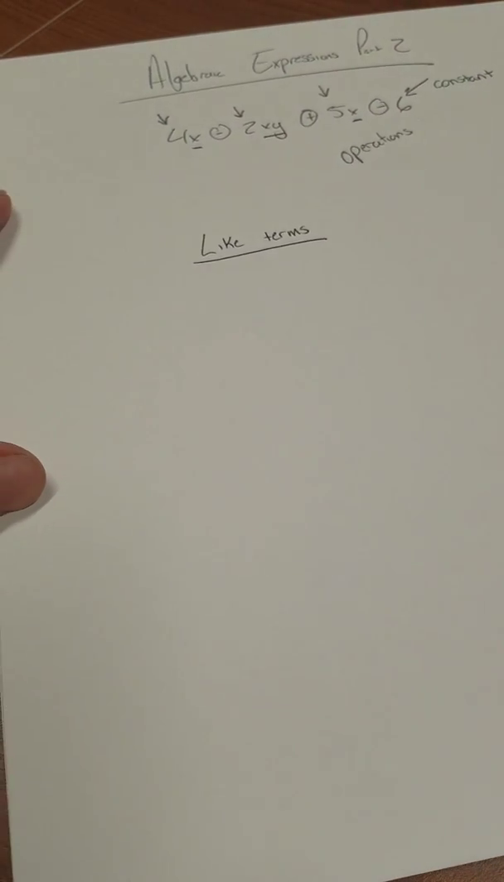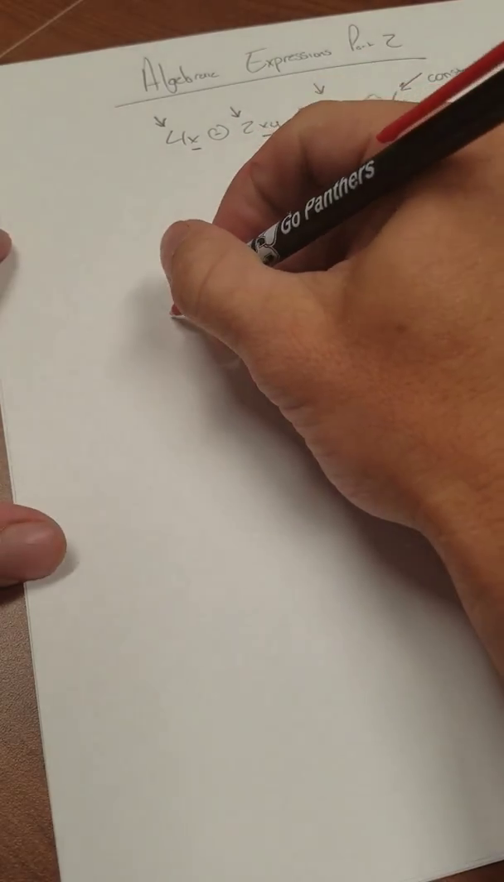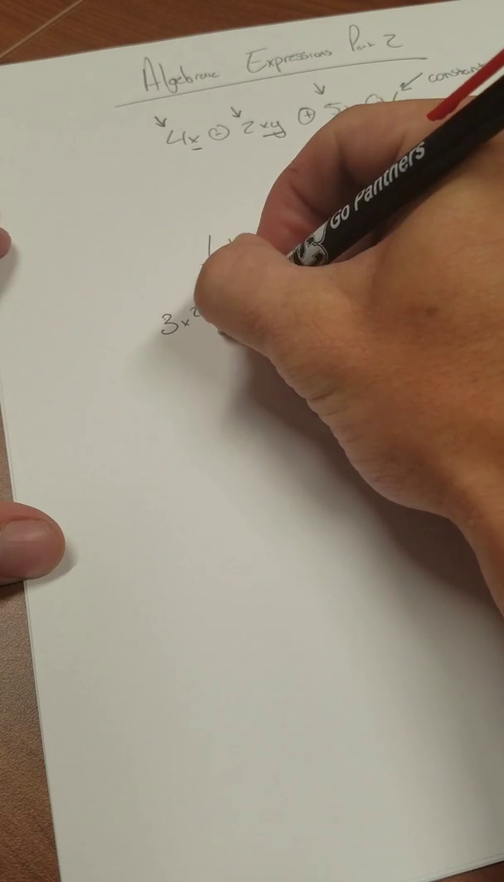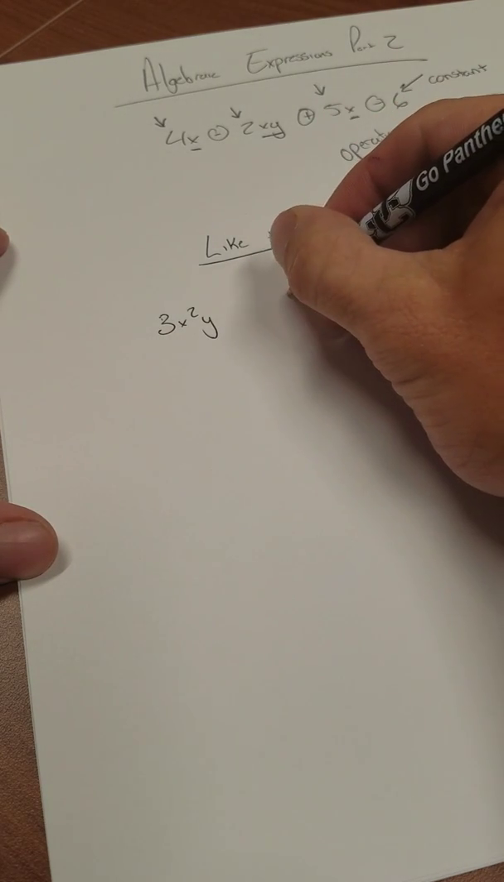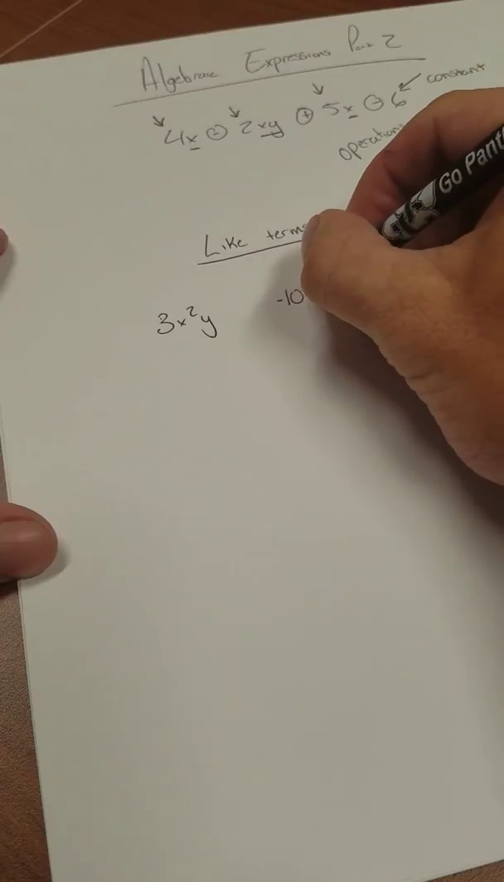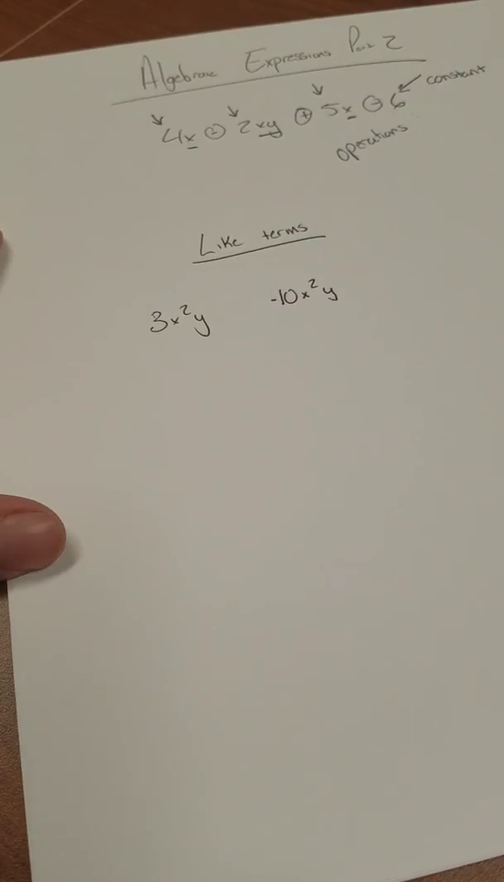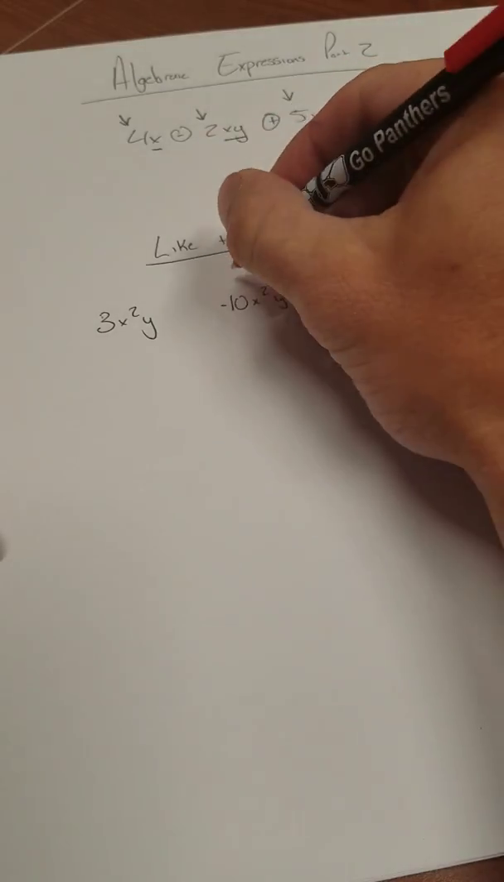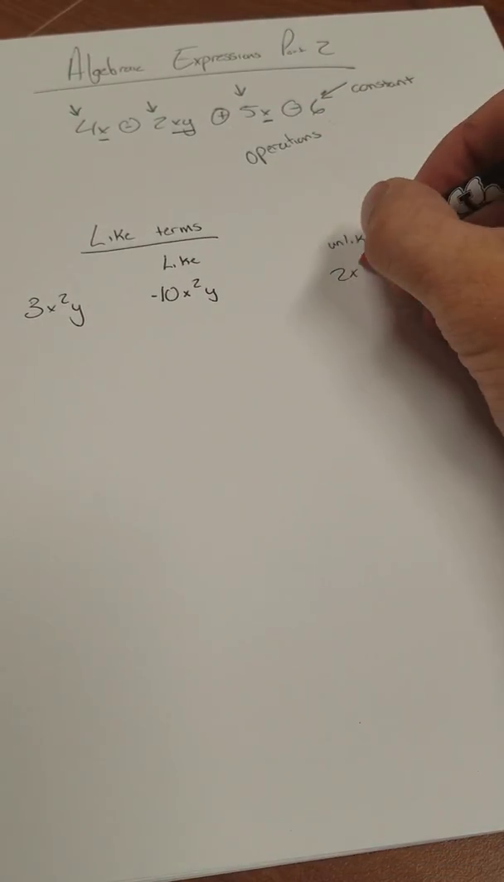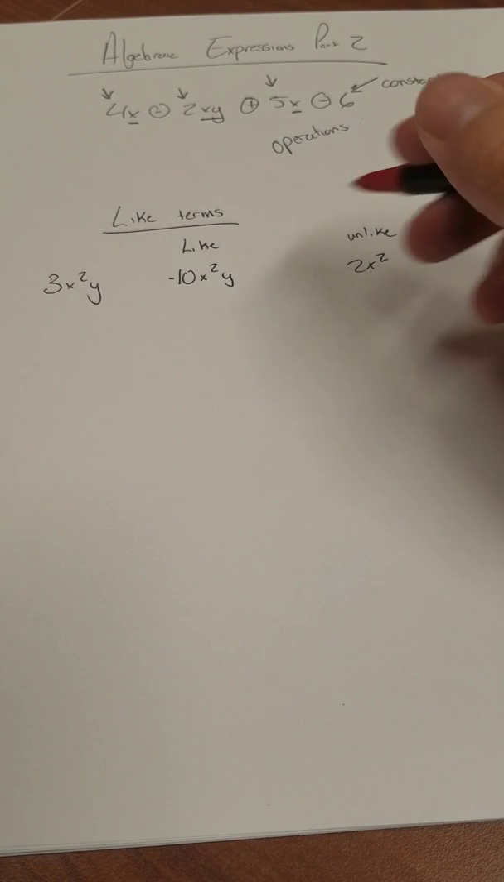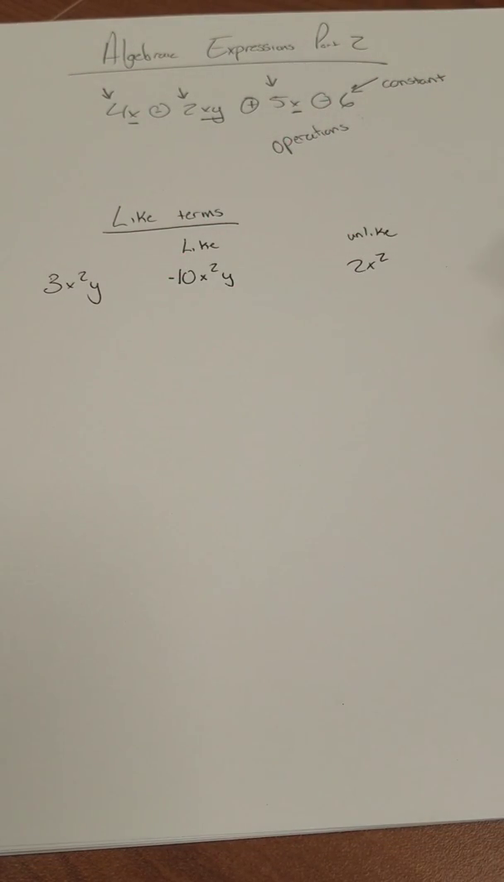Okay? Now, let's talk about like terms. Like terms means all the variables match up. We don't care what the coefficient is, but the variables have to match up. So if I have 3x squared y, another like term would be some number. It really doesn't matter. Let's just say negative 10. But it has to have x squared y. Those are like terms. An unlike term would be 2x. Doesn't match up. Or even 2x squared. Simply does not match up. It is not like the rest of them. It does not have an x squared and a y.